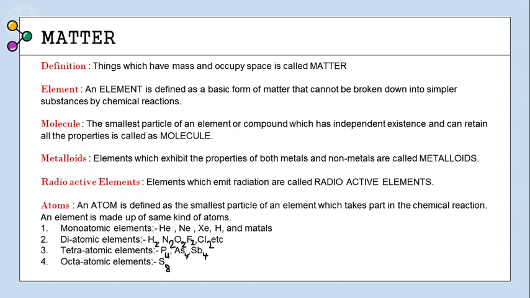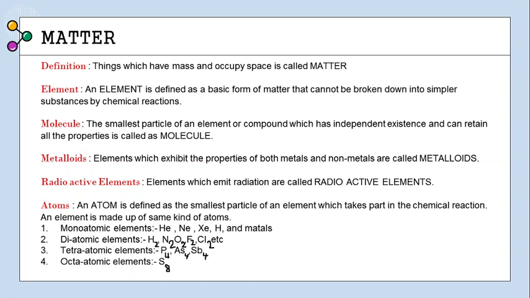Coming to the next one, radioactive elements. The elements which emit radiation are called radioactive elements. For example, we have uranium, radon, radium, polonium, etc. These emit radiation, so that's why they are called radioactive elements.